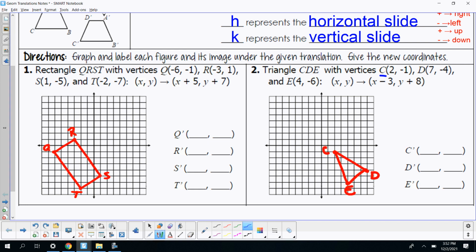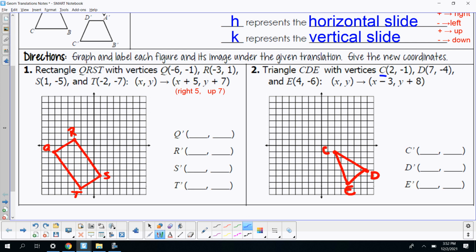Okay, so hopefully you paused the video and you have the original rectangle and triangle graphed. Let's take a look at the transformation. It says we're going to do x plus 5 and y plus 7. That means we're going to move this figure right 5 and up 7.